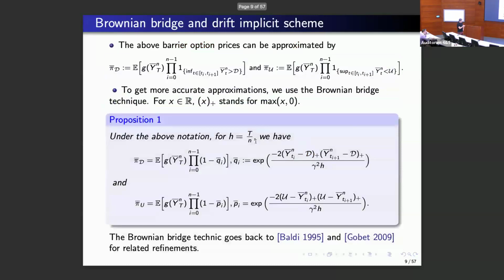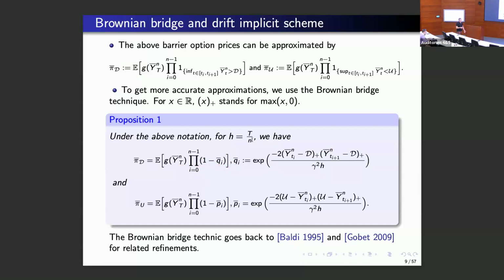So thanks to this observation, it's possible to rewrite, by induction, by conditioning every time 2 by 2 on the discretization grid, you can use the power property in order to derive this expression. As you can see here, this product of indicators becomes this product of these probabilities, and we have an explicit expression for the weights q bar I.